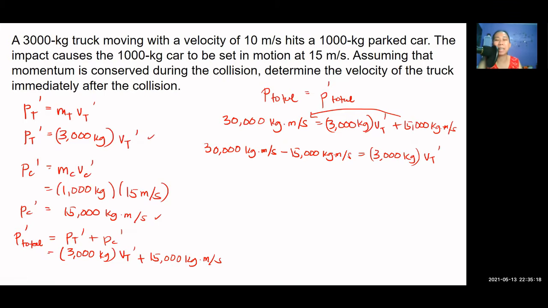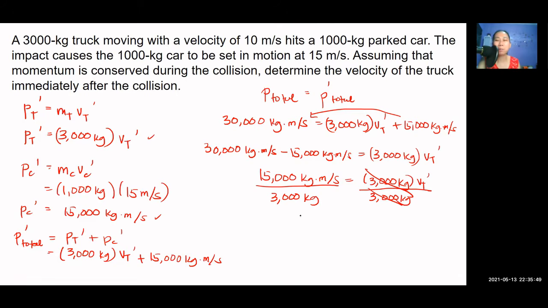So ngayon i-simplify na natin siya. So 30,000 minus 15,000 is just equal to 15,000 kilograms meter per second. So this is now equal to 3,000 kilograms times Vt. Para masolve natin yung Vt prime, i-divide lang natin both sides of the equation by 3,000 kilograms. Yan. So, ito makakancel na siya.